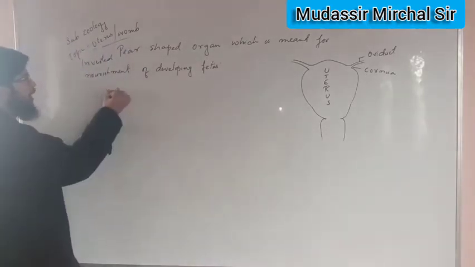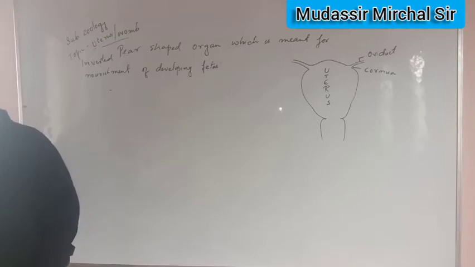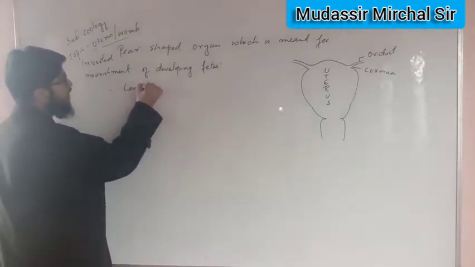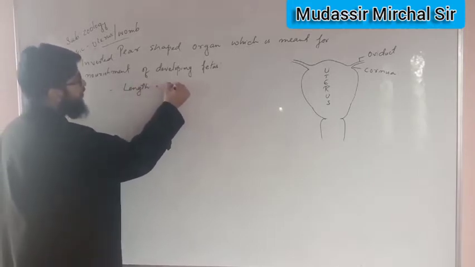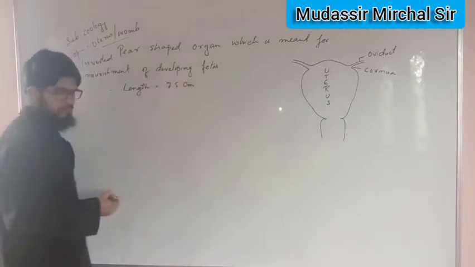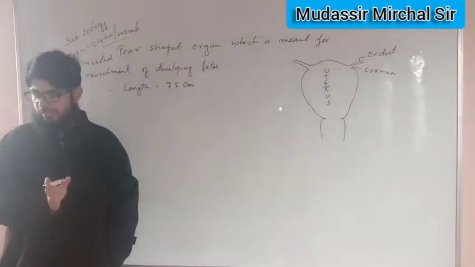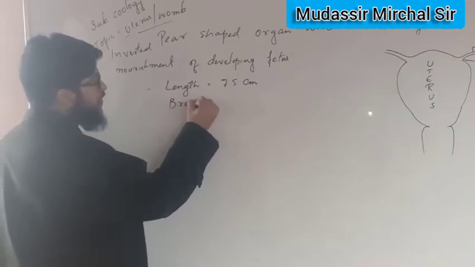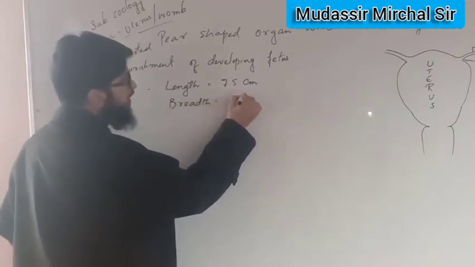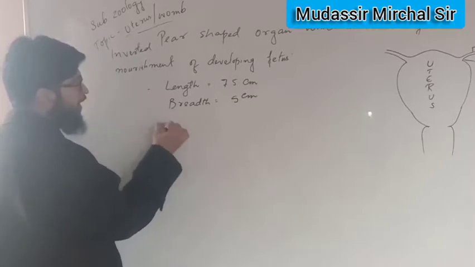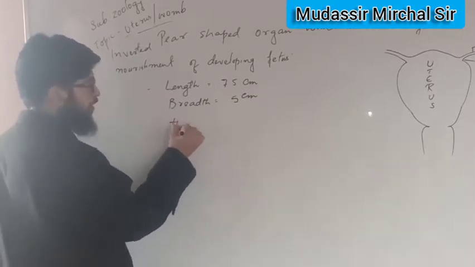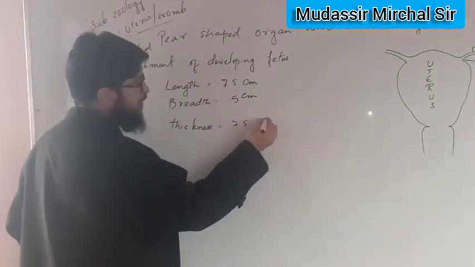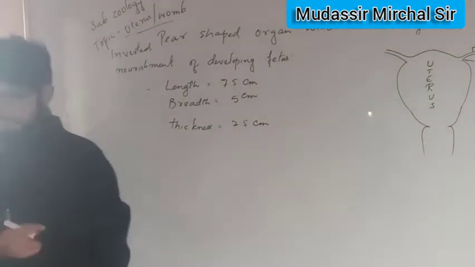मैंने कहा था यूट्रस के डायमेंशंस के हिसाब से इसका लेंथ जो है वो कितना था? 7.5 सेंटीमीटर. Some write 7 to 8 सेंटीमीटर. ओके, हाँ, ब्रेड्थ वो इसकी है 5 सेंटीमीटर. And its thickness is about 2.5 centimeters, isn't it? है ना?